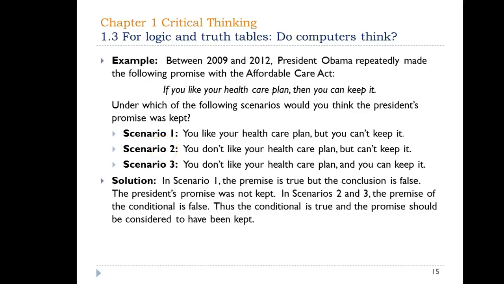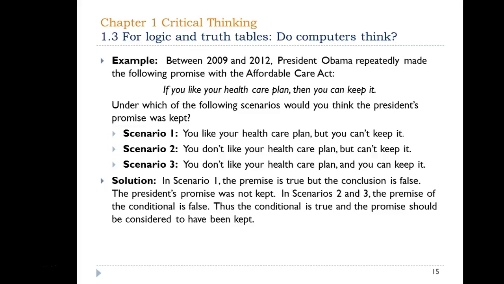Example: between 2009 and 2012, President Obama repeatedly made the following promise with the Affordable Care Act. If you like your healthcare plan, then you can keep it. Under which of the following scenarios would you think the president's promise was kept?